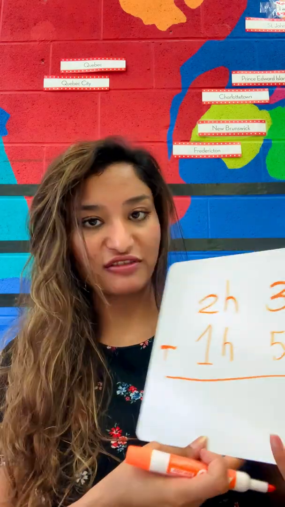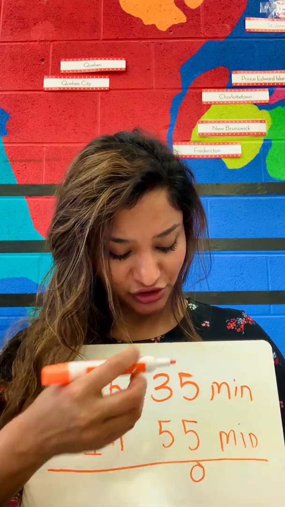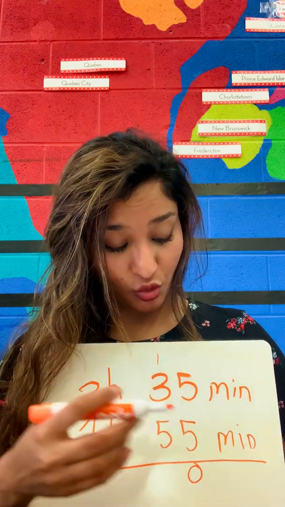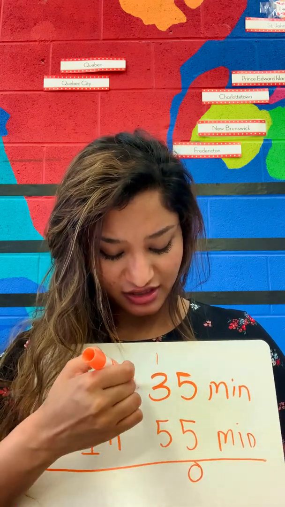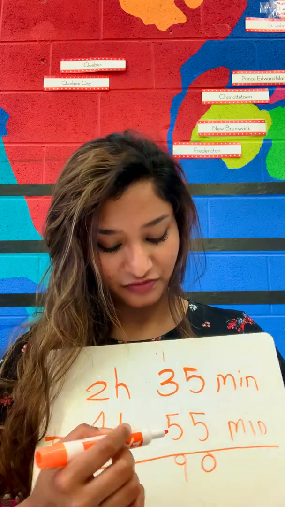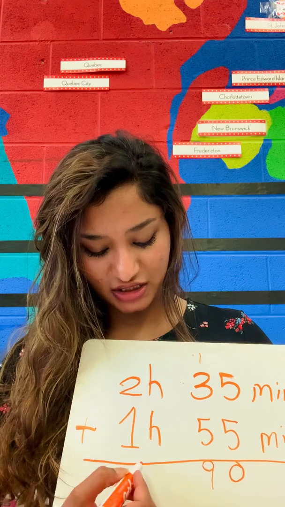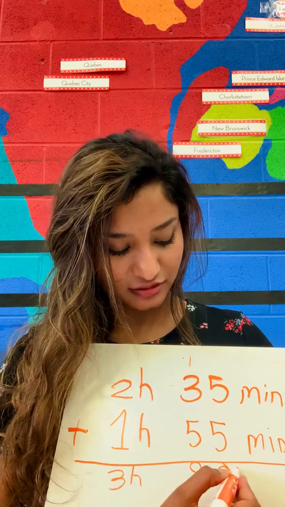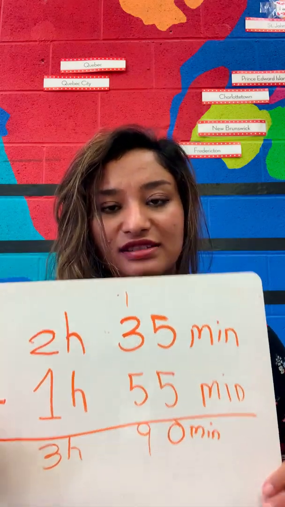So we have 5 and 5 gives us 10. I put my 0 here. I take my 1 over. I'm adding my minutes first, okay? So then I have 5, 6, 7, 8, and 9. Then I go here and I have 3 hours. Now you tell me, is this correct? 90 minutes. Does that sound right?